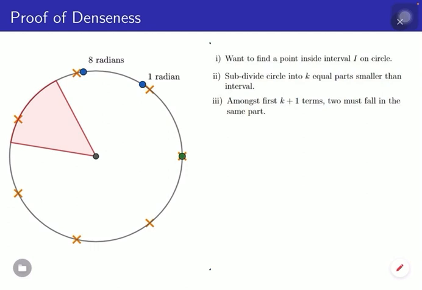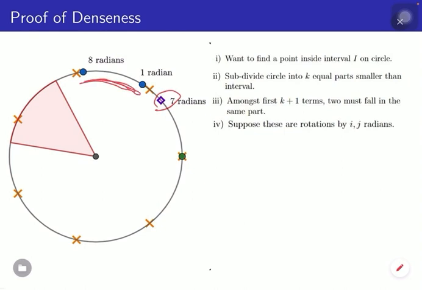Now let's focus on these 2 terms. This one is a rotation of 1 radian, and this one is a rotation of 8 radians. So their difference will be a rotation of 7 radians. And the key point is that because these 2 are in the same subdivision, their difference will be within one subdivision of this green point. So this purple dot must lie either here or here.